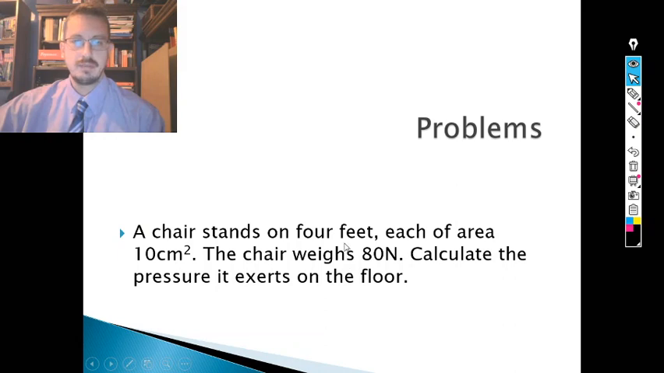All right, so remember that pressure is force per area, and each one of these legs has this area, so you'd have to get the total area of the 4 feet. And so it'd be 80 newtons divided by 40 centimeters squared, or 2 newtons per square centimeter. You could convert the square centimeters into square meters to get pascals of pressure if you wanted to. I'll leave it for you to do that.